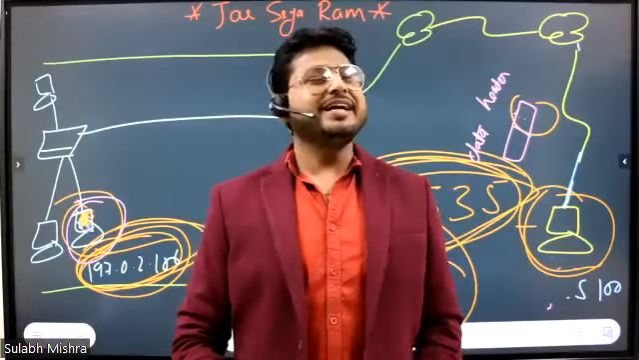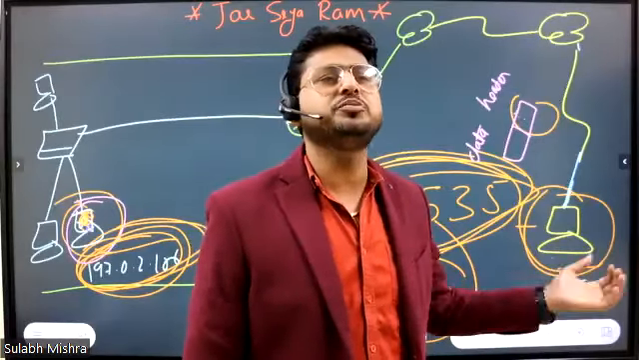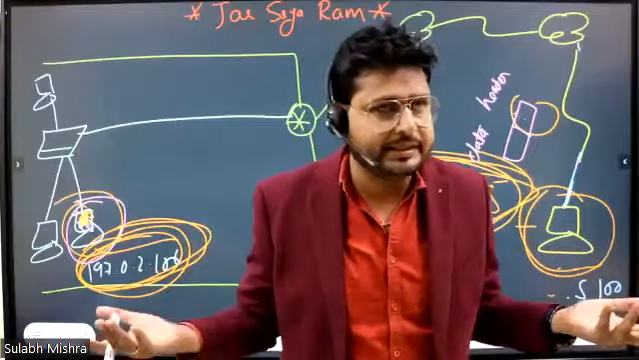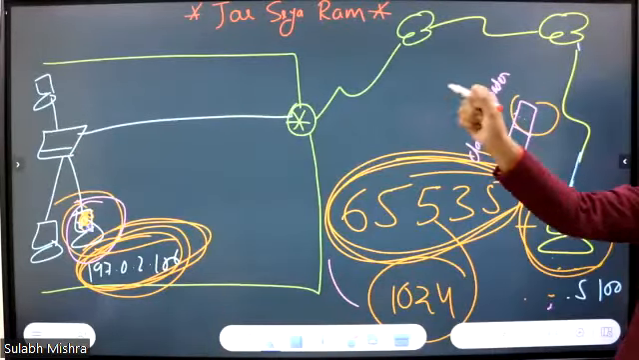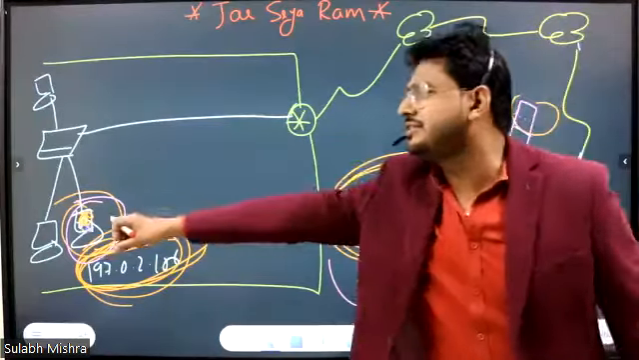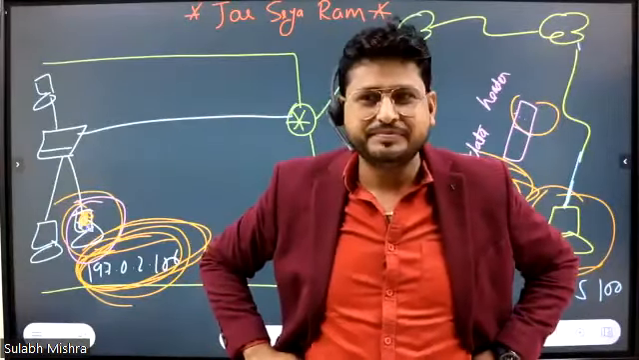Keep in mind, that is the reason the source IP will be your system IP address, and the source port will be a random port every time. Whenever you communicate, it can be anything above 1024. But when you are communicating, you should know the IP address you want to communicate with and the destination port number, which application you want to communicate with.